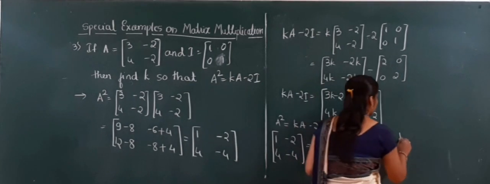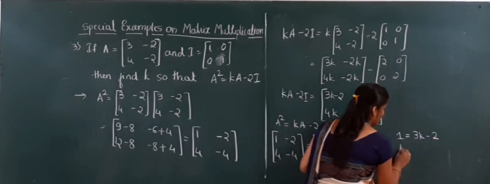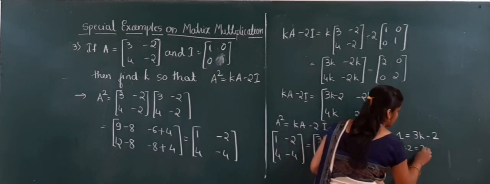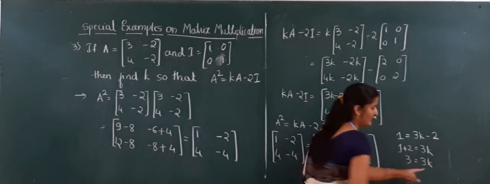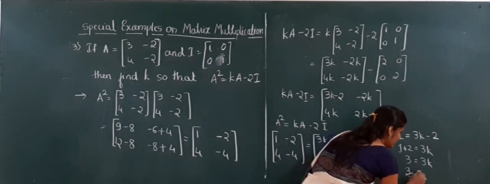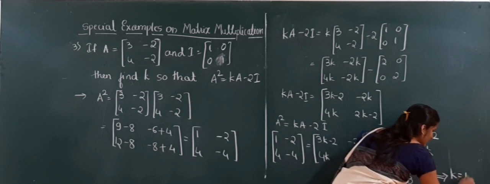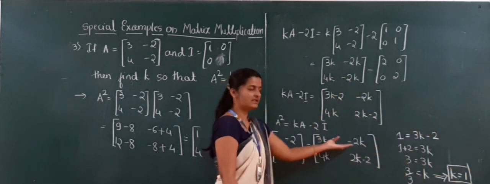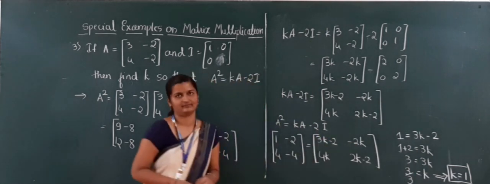So the first element is 1 and here 3K minus 2. If I move this minus 2 to this side, plus 2, 1 plus 2 is equal to 3K. So 3 is equal to 3K. If I move this 3 to this side, 3 by 3 is equal to K. So this implies that the K value is equal to 1. You can check for any other terms. For all 4 elements you will get the same K value.